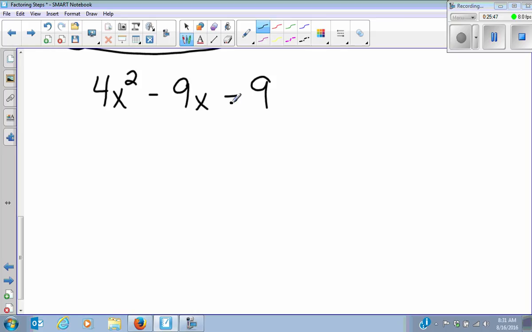Special cases, this one could be a special case. Why? Because 4 has a square root, 9 has a square root, so we should check it. Square root of this is 2x. Square root of this is 3, but then I look at this and I go, wait, that was really stupid for me to even check. And it's okay. Why shouldn't I even actually have checked it?